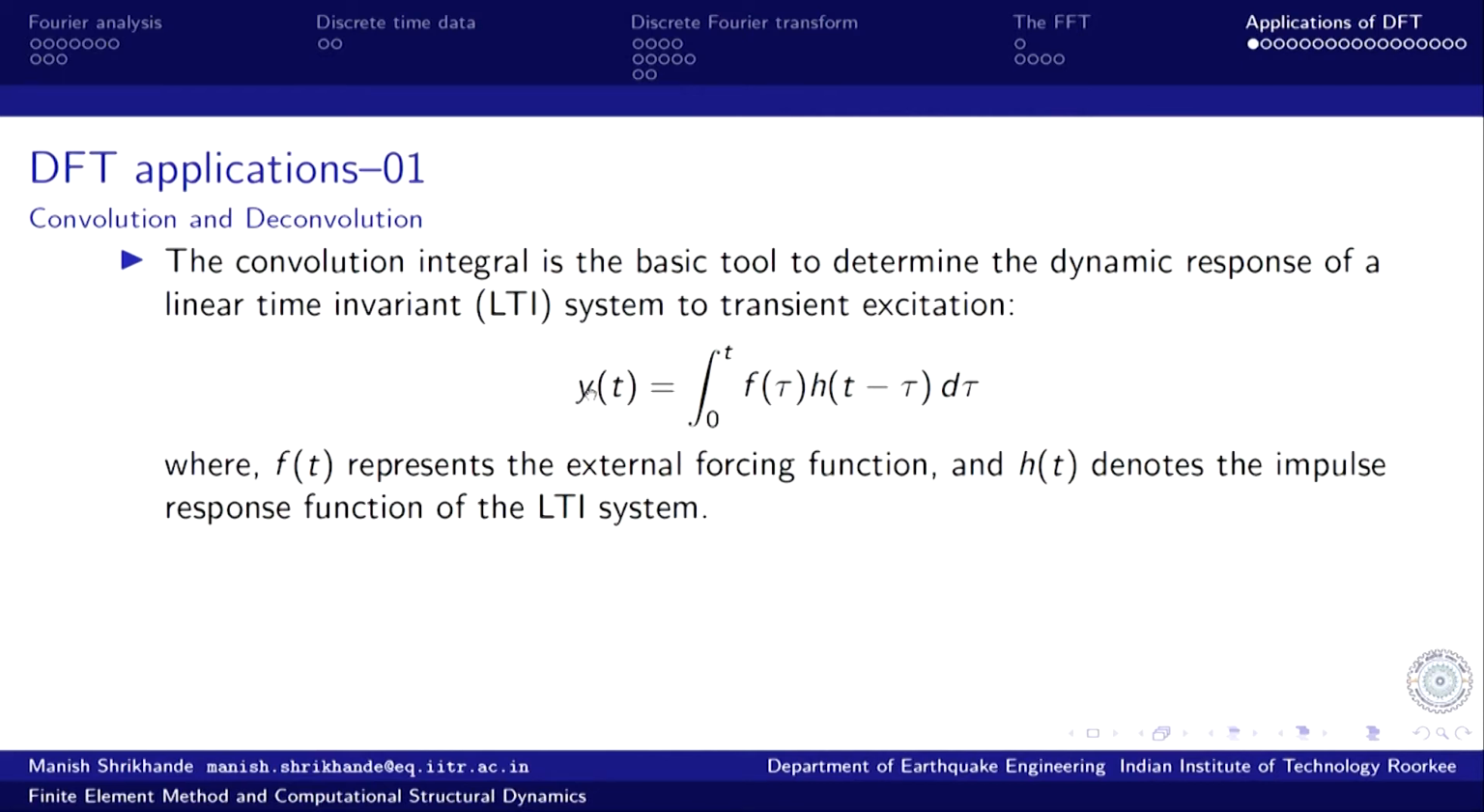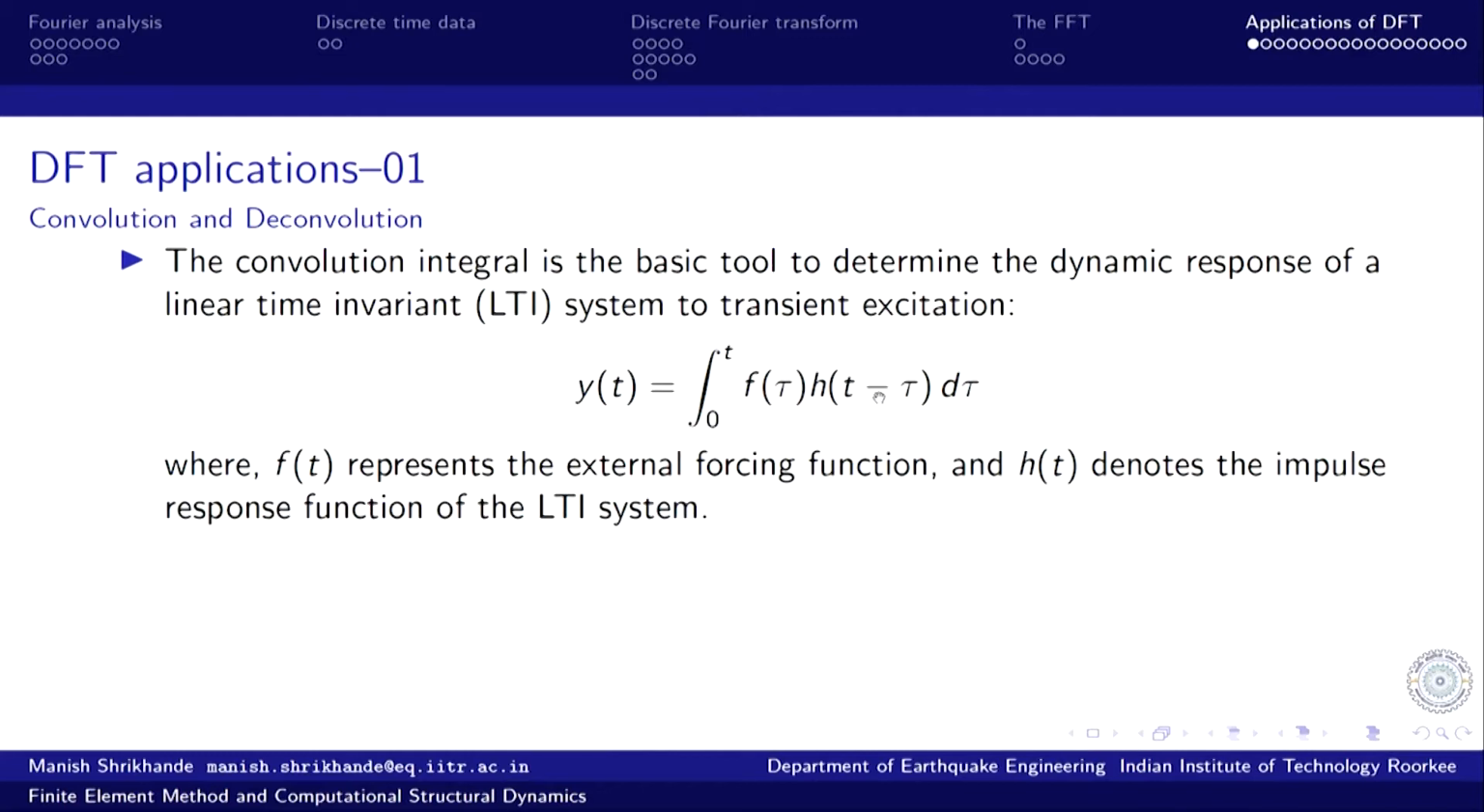Theoretically it is given as y of t, the response of the system, given as the convolution between the excitation f of tau and the impulse response function h of t minus tau, d tau. Now, this is a seemingly very simple expression, but appearances can be deceptive, and this is a very expensive operation to do on a computer. Let me show you what aspects are involved.